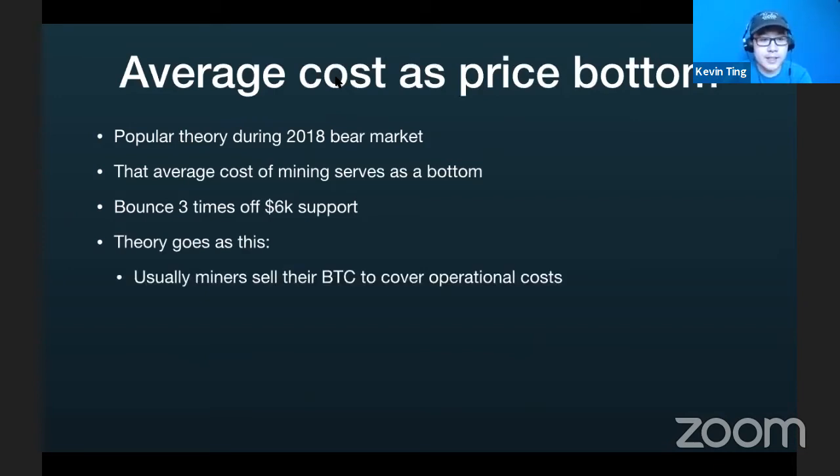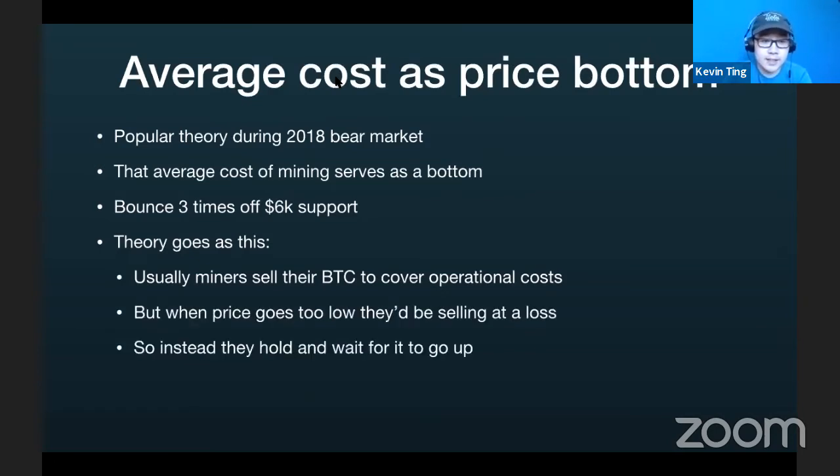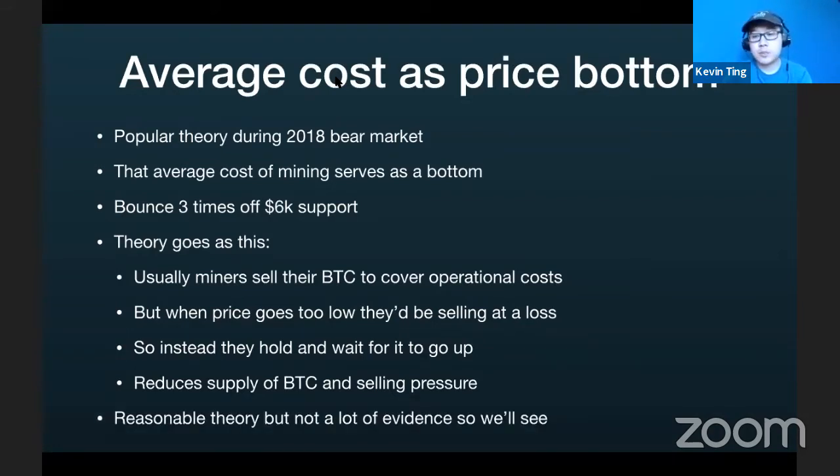And the theory goes as this: usually miners are selling their Bitcoin to cover their operational costs. But when the price goes too low, they'd be selling at a loss. So instead, they hold on to the Bitcoin and wait for it to go up. And this reduces the supply of Bitcoins hitting the market and thus reduces selling pressure as well, making price go up. This is a reasonable theory in my mind, but not too much evidence to support it so far. So I guess we'll see how true this holds.